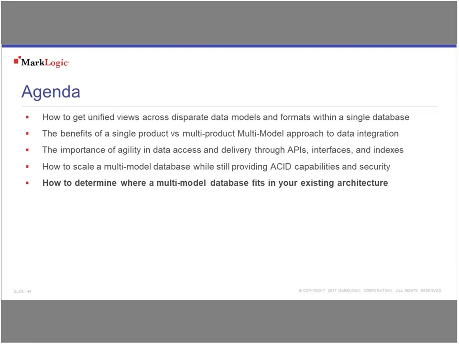But if you're really looking for something that can do all of those things, or you don't know what you're going to need, that's when you need the single product that has all of the different approaches. So whether you need a point solution or a platform solution, you need to make that decision. The importance of agility and data access delivery through APIs: you've got to be able to get anything out, anything in, and send it out to anywhere else. It's got to be able to scale, go into the cloud. It's got to provide ACID capabilities and security.